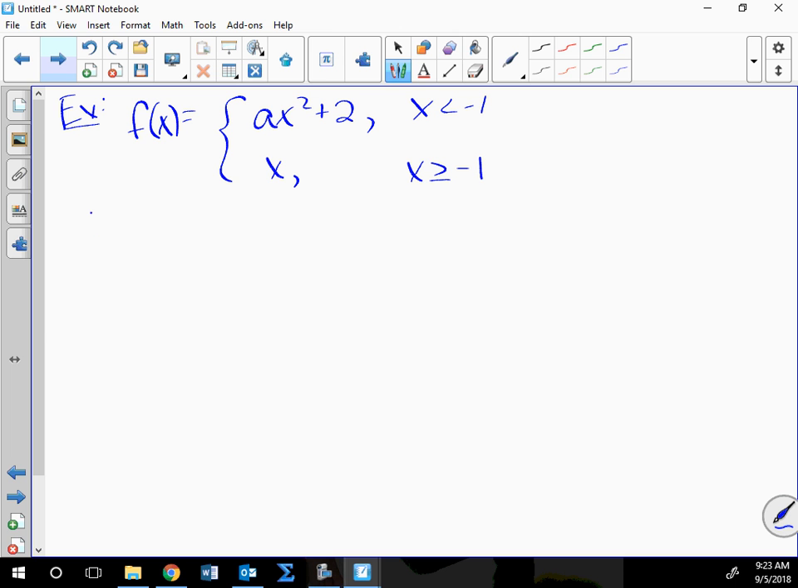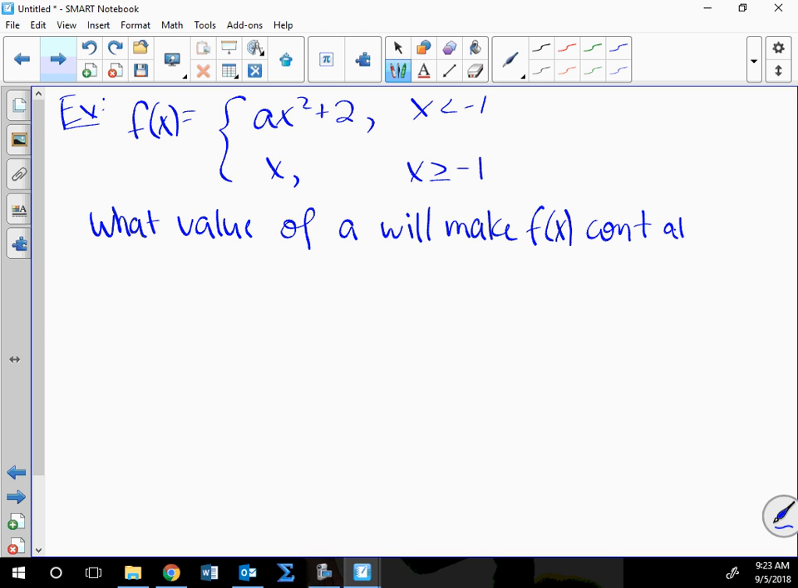And they ask you what value of a will make f of x continuous at x equals -1. Sometimes they might first ask you if the function is continuous, and then they'll ask you what value will make it continuous. So here they've given us a quadratic, we have that linear, we need to make sure that it's continuous. Most likely, there was some type of jump or something like that.